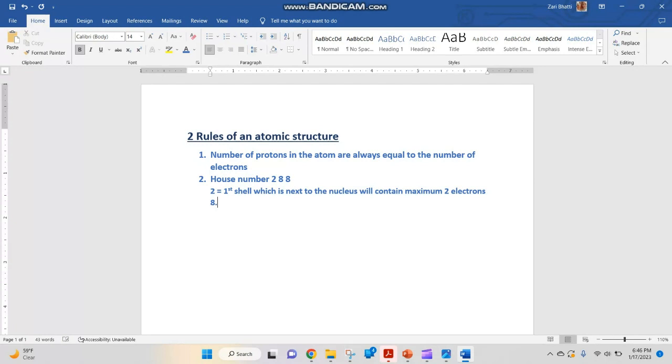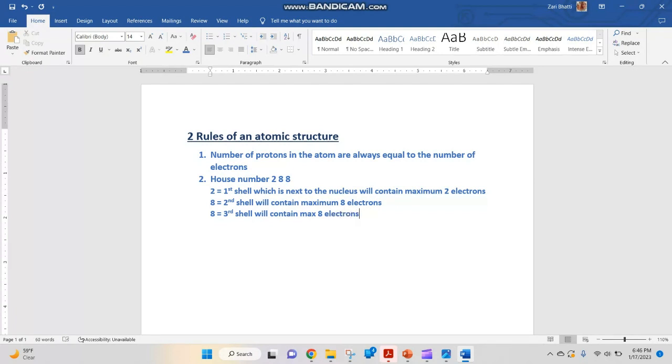The second 8 means that the second shell will contain maximum 8 electrons. It can have 1, it can have 2, it can have 3, 4, 5, 6, 7, and maximum it can have 8. The third one says that the third shell would contain maximum 8 electrons as well.